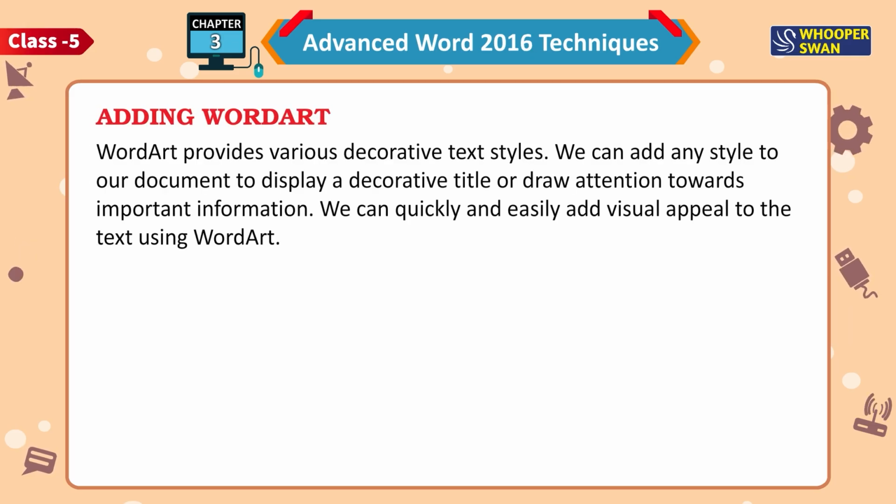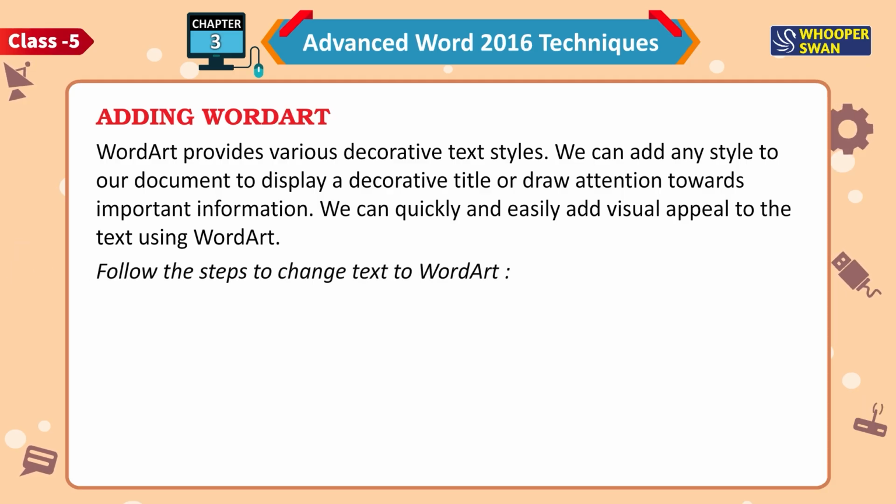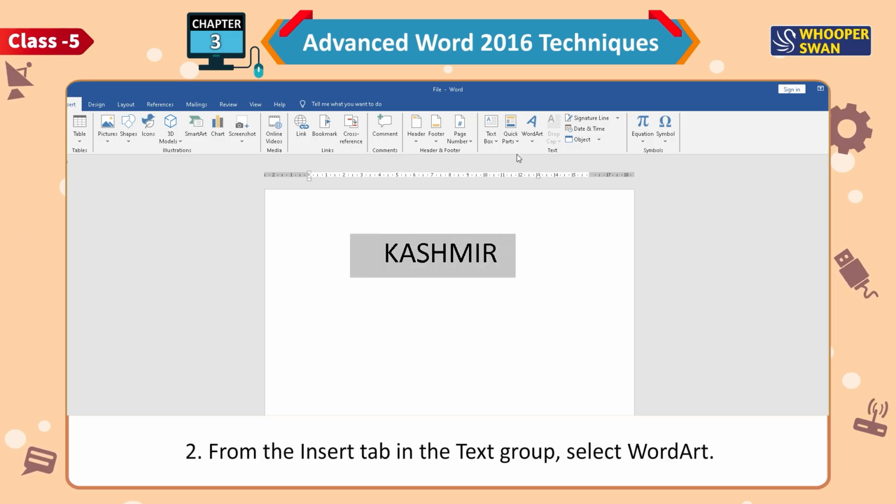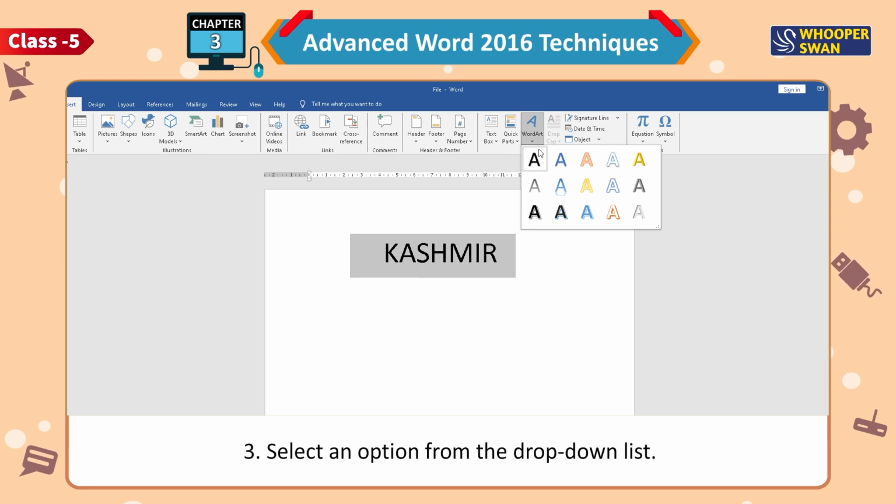Adding word art. Word art provides various decorative text styles. We can add any style to our document to display a decorative title or draw attention towards important information. We can quickly and easily add visual appeal to the text using word art. Follow the steps to change text to word art. Step 1. Select the text to convert to word art. Step 2. From the Insert tab in the text group, select word art. Step 3. Select an option from the drop-down list.